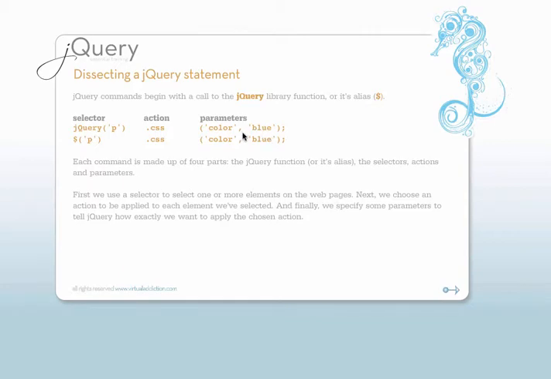Here we passed 2 parameters, color and blue, into the CSS action, but the number of parameters passed into an action can vary. Some require 0 parameters, some accept multiple sets of parameters for changing a whole bunch of properties at once, and some require that we specify another JavaScript function for running code when an event, like an element being clicked, for example, happens. But all the commands follow this basic anatomy.